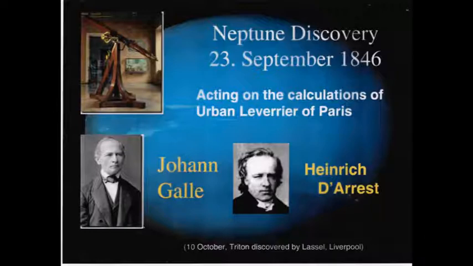So I've got a little note there at the bottom to the effect that Lassell discovered Triton, the satellite of Neptune, in Liverpool just a bit later, on the 10th of October. I mean, Lassell was one of the people who was party to Adams' predictions, but seemingly he never took any notice of them, never bothered to search for the planet himself. But once the planet had been discovered, he managed to discover Triton in very short order. Triton is the major satellite of Neptune. Nowadays there are a couple of smaller ones known, but they are very, very small in comparison with Triton.